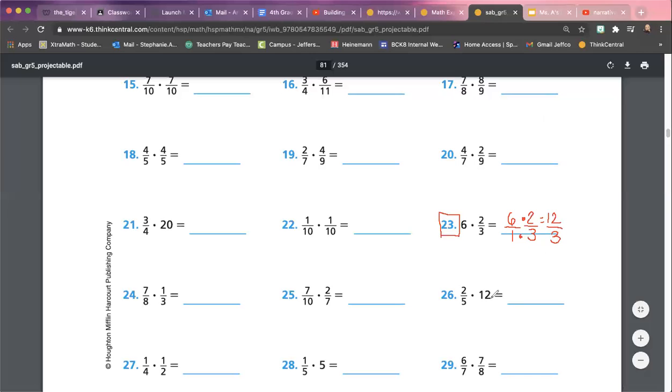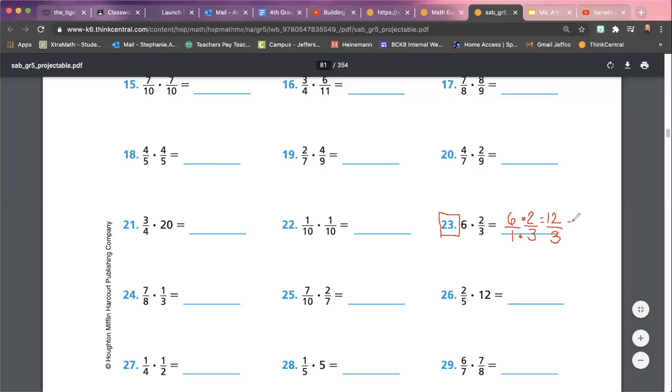So anytime, like 26 where it's 12, you could put 12 over 1. 28 where you're using a 5, it's 5 over 1. Anything over a 1 just means wholes, like 6 wholes, 12 wholes, whatever it is, or 12 ones.